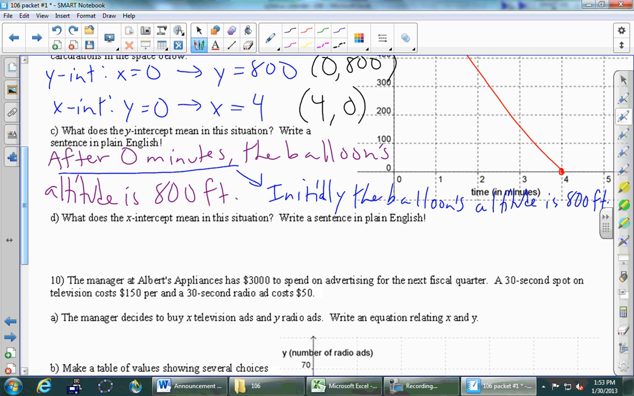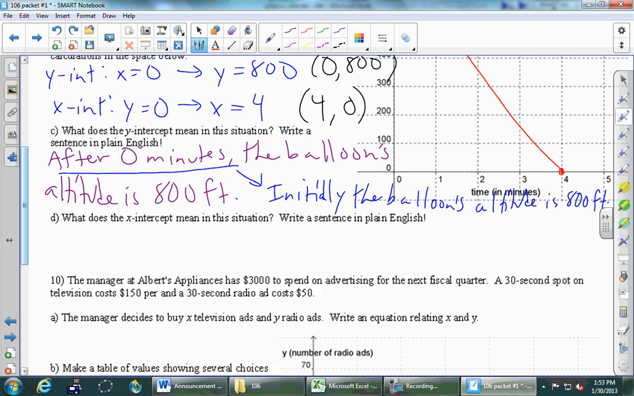And under no circumstances am I looking for word for word what I have here. If you have it, that's fine. But all you have to do is convey to me that you understand what the two letters represent in this problem. The x is how long it's been, the y is the altitude. You need to get the how long and the altitude both in there, and you need to make sure you have two numbers. If your sentence only has 800, you're missing something. You're missing the 0 part. Now, even in my second sentence, even though the 0 isn't in there, where is the 0 really in that sentence? It's in the word initially, okay? So it's there.